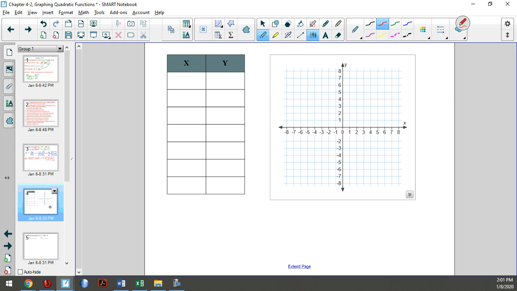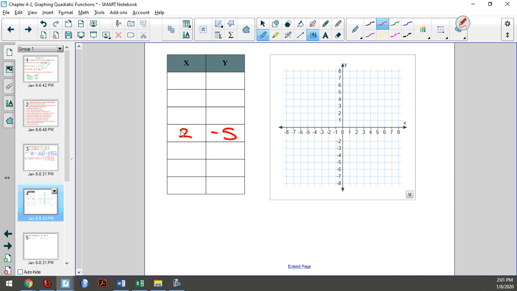Now, we are going to come over to our graph page. On your graph page, you will see an XY table. On that XY table, you have 1, 2, 3, 4, 5, 6, 7 rows. I want you to go to the 4th row, and I want you to write that vertex there, (2, -5).